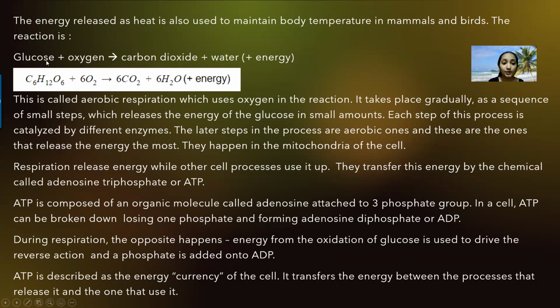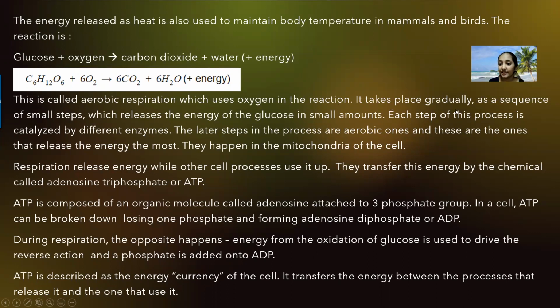The reaction is glucose plus oxygen gives you carbon dioxide, water plus energy. So this is the word equation and this is the chemical equation. Glucose is C6H12O6 plus 6O2 gives you 6 CO2 plus 6 H2O plus some energy. This is called aerobic respiration, which uses oxygen in the reaction.